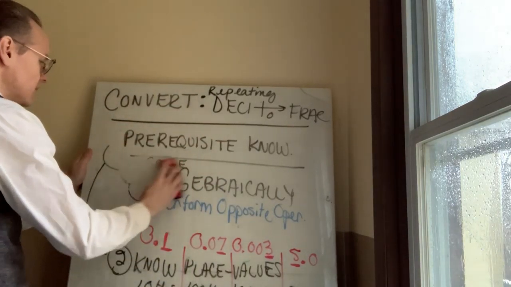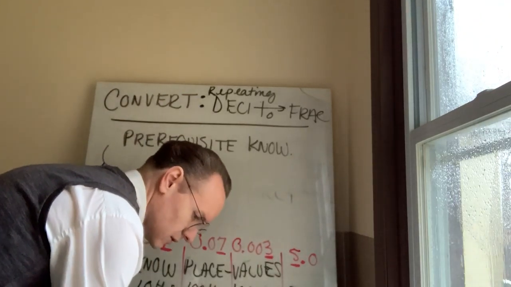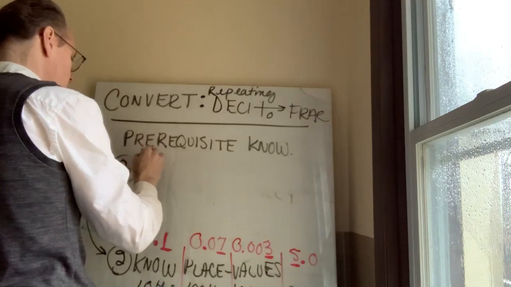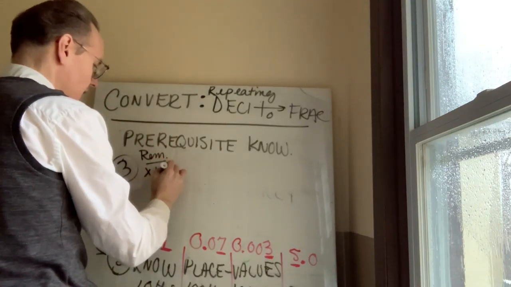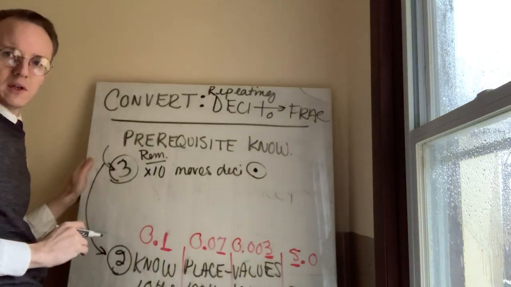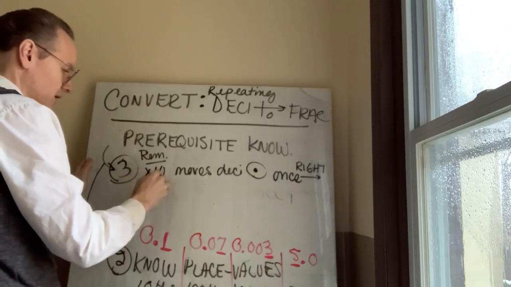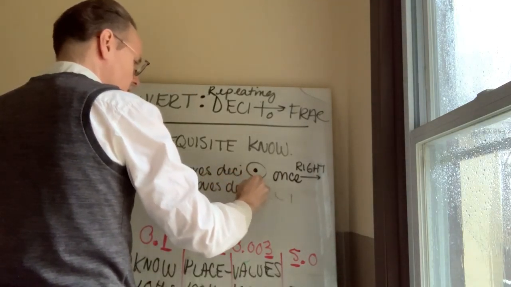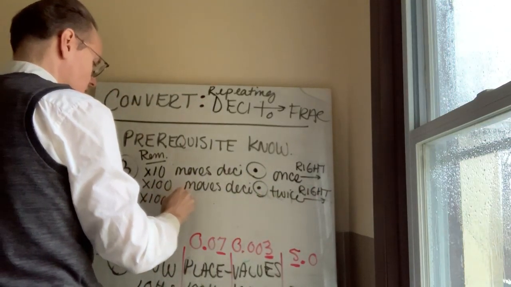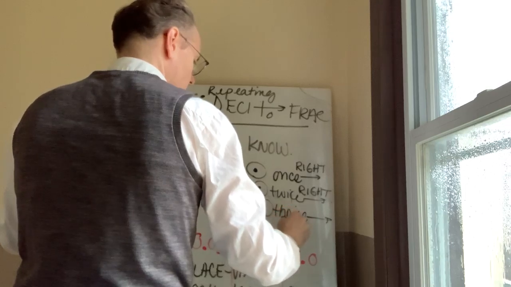Last thing, three, just because I'm running out of space, there's a little mental math skill that is good to know. Remember that when you multiply by 10, it moves the decimal point once to the right. Similarly, if you multiply by 100, it moves the decimal point twice towards the right. And if you multiply by 1,000, it moves the decimal point thrice, which is three times, towards the right.